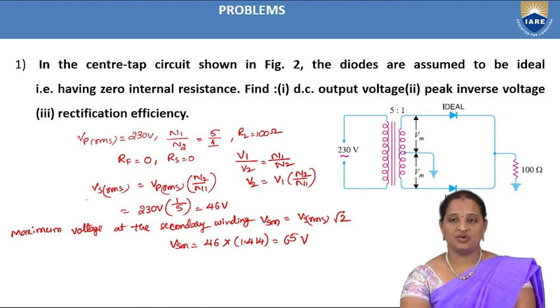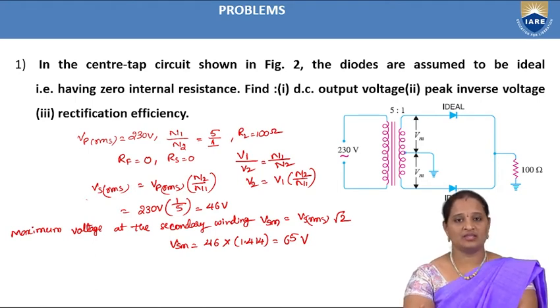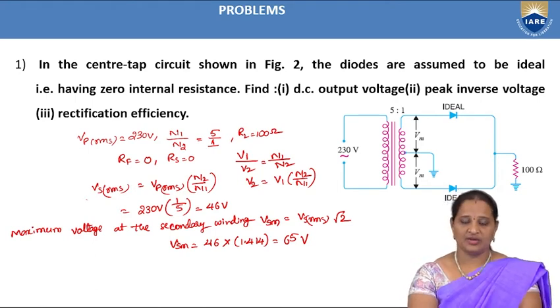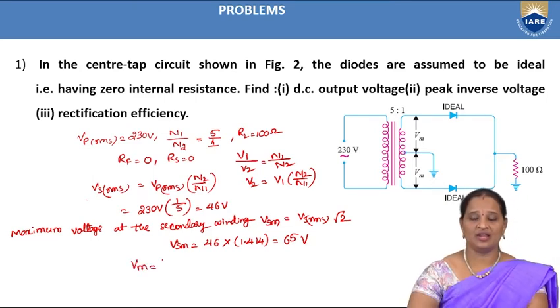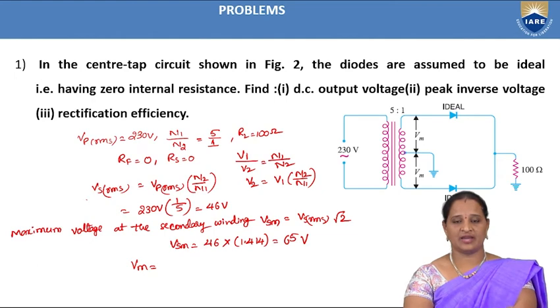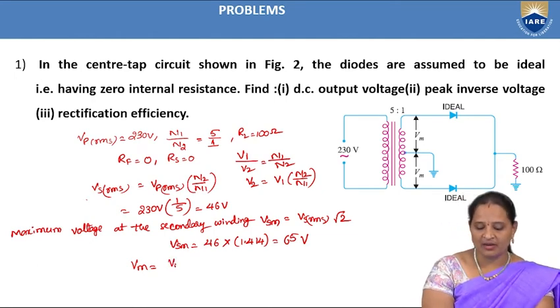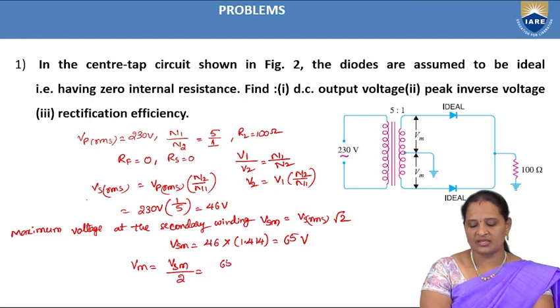But here we have a center tapping at the transformer secondary. So that means the maximum voltage which we are getting in each of the two halves of the secondary winding can be obtained by VSM divided by 2, where VSM is 65 divided by 2, that is 32.5.